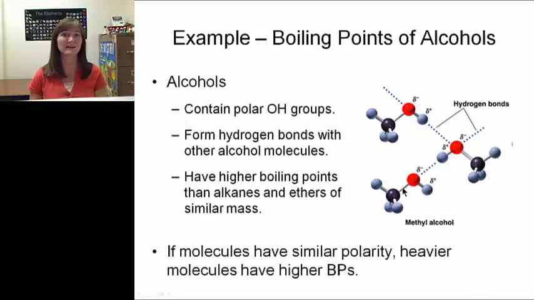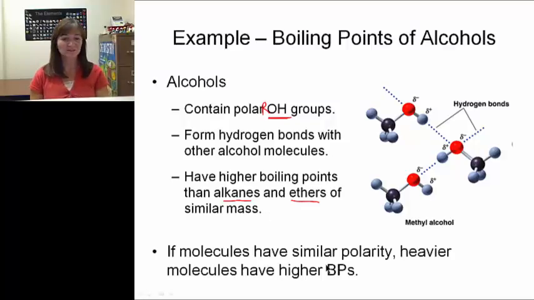So here's an example looking at alcohols. Alcohols contain polar OH groups, so we know that that's what makes them an alcohol. So an alcohol is an R group attached to this OH. So they're very polar because they can hydrogen bond. They have higher boiling points than alkanes and ethers. So ethers would be higher than alkanes, but not as high as alcohols.